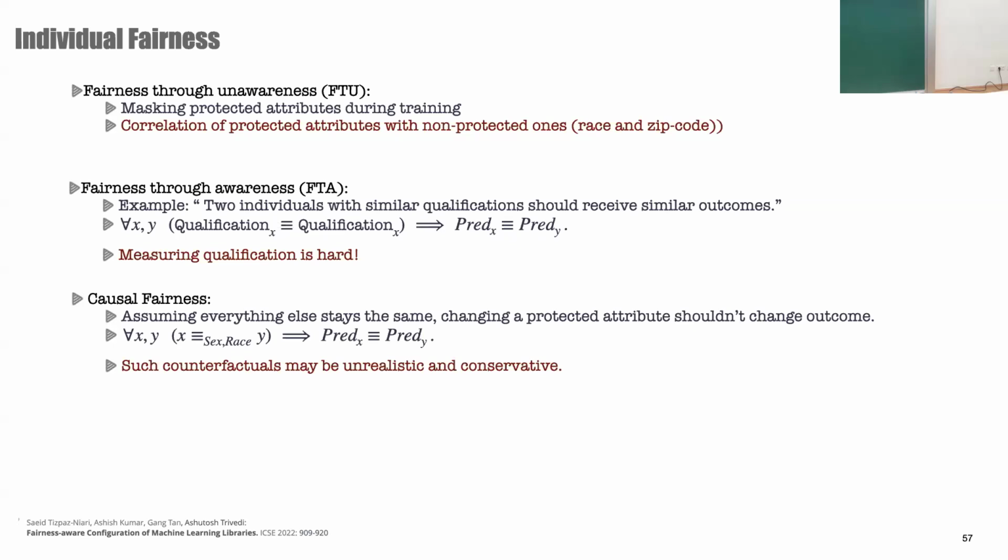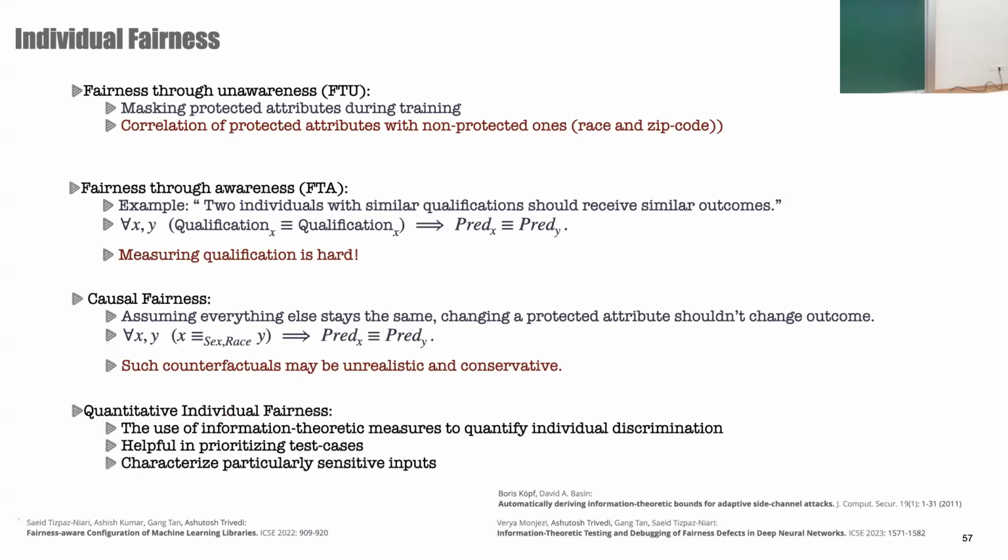What does that say? Assuming everything else stays the same, changing a protected attribute should not change the outcome. That makes sense. For example, for all persons X and Y, if X and Y are similar in everything except sex and race, the prediction for X should be the same as the prediction for Y. With these counterfactuals, you can find bugs in the system of this form, but they may be unrealistic and conservative. For example, I have one individual who's 40 years old with 2 children, and I would look into the counterfactual which is 5 years old with 2 children. That doesn't happen. So you can find a lot of bugs that might not be relevant.